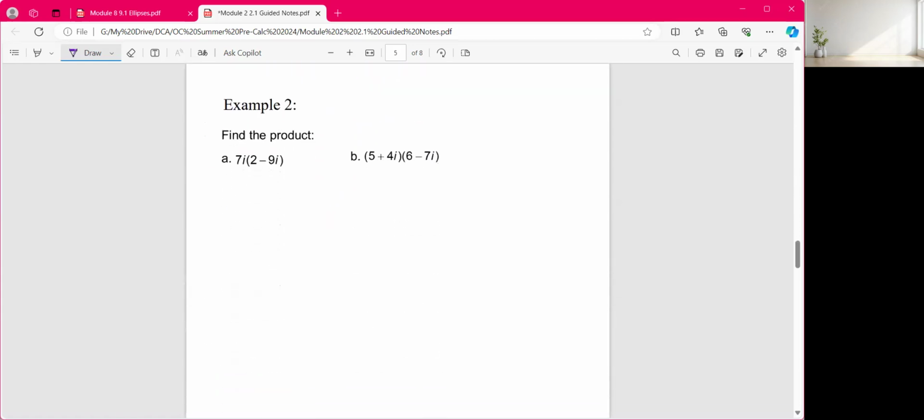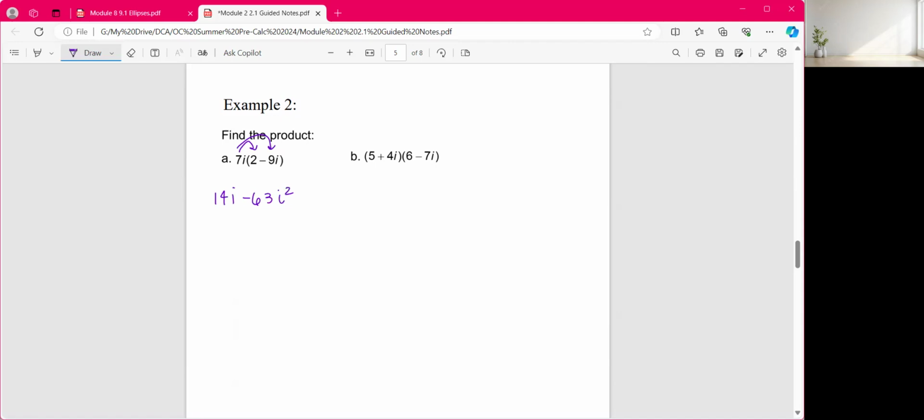Next, let's practice multiplying complex numbers. And we're going to treat this just like we would with real numbers. Notice in part A, there's a number in front of parentheses. When there's a number in front of parentheses, typically that means for us to distribute, right? So we're going to distribute that 7i to everything in the parentheses. So I'm going to have 14i minus 63.